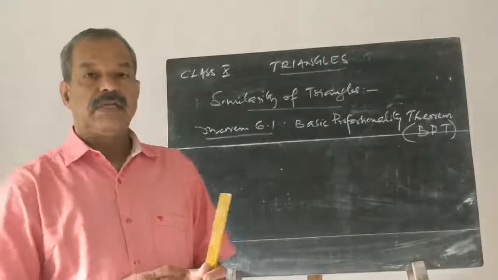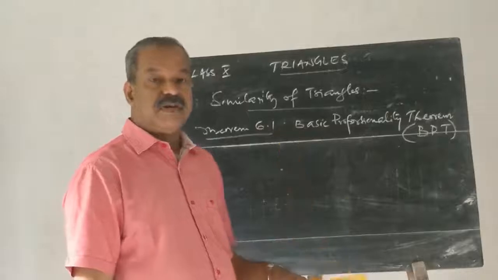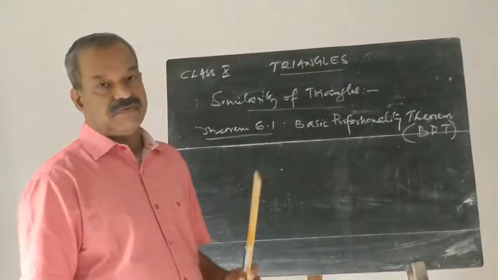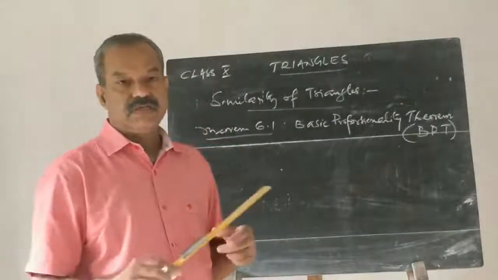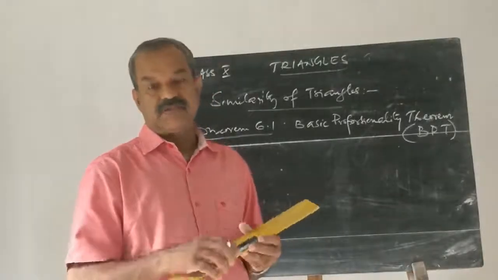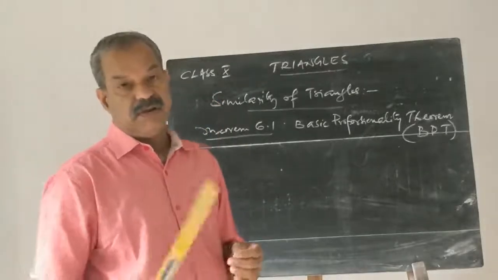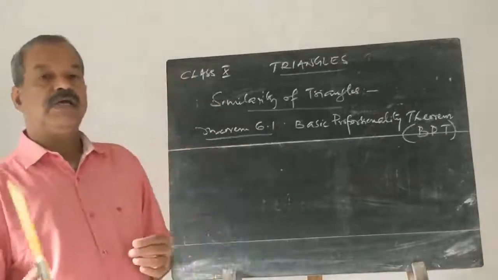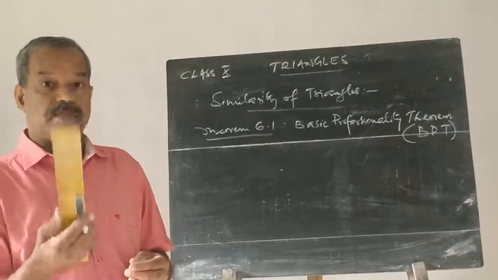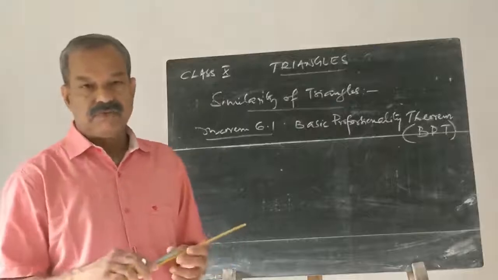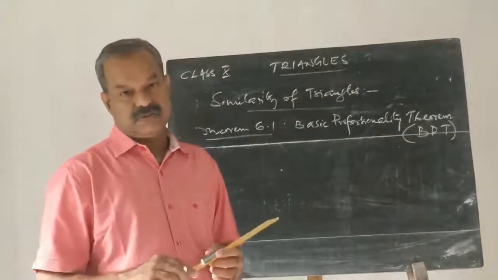Gentlemen, in the last class we discussed the different properties of similar figures. What are the different properties of similar figures? Figures with the same shape but a different size are called similar figures. In similar figures, the corresponding angles are equal and the corresponding sides are proportional. But in congruent figures, corresponding sides are equal as well as the corresponding angles.